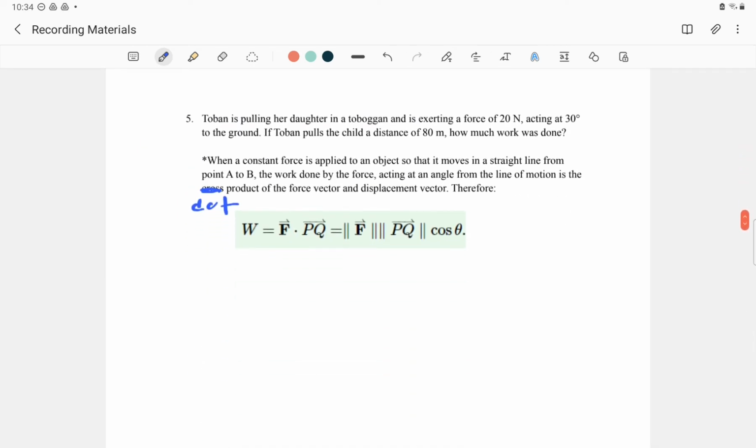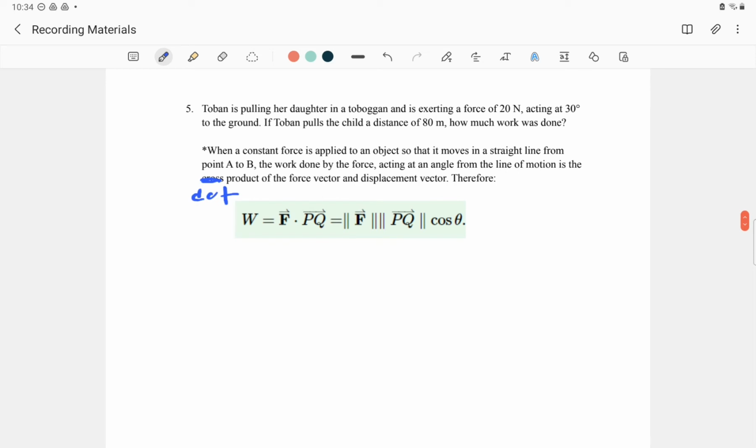So last but not least, the dot product equation can be used to find the work done that we often encounter in physics classes. Take this question for example. Tobin is pulling her daughter in a toboggan and is exerting a force of 20 Newton, acting at 30 degrees to the ground. If Tobin pulls the child a distance of 80 meters, how much work was done?